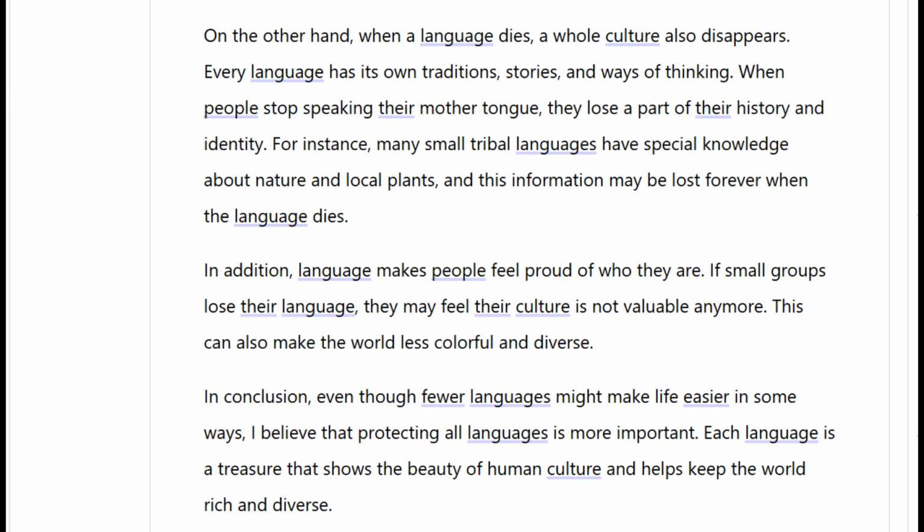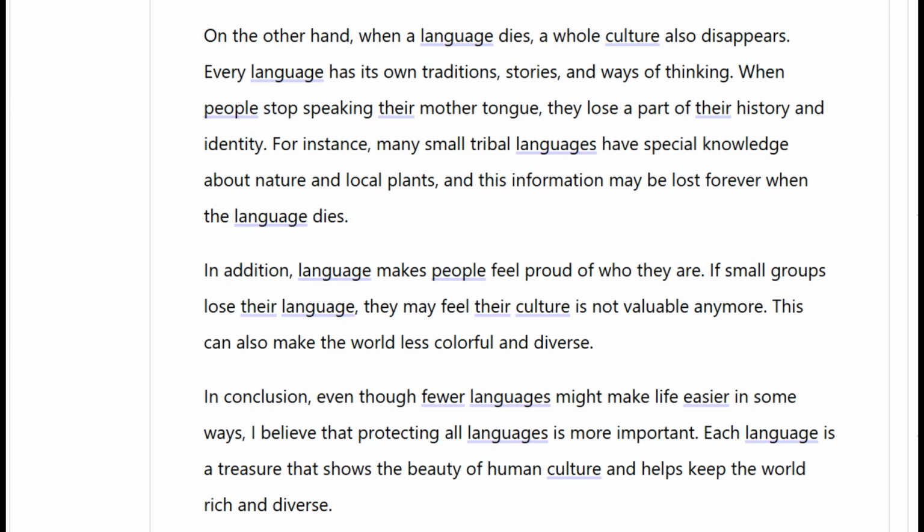Main idea, when languages disappear, culture also disappears. Paragraph. On the other hand, when a language dies, a whole culture also disappears. This is a strong topic sentence. Then we explain traditions, stories, history, and ways of thinking. Important point. Every language carries unique knowledge. For example, many tribal languages contain knowledge about nature and plants.